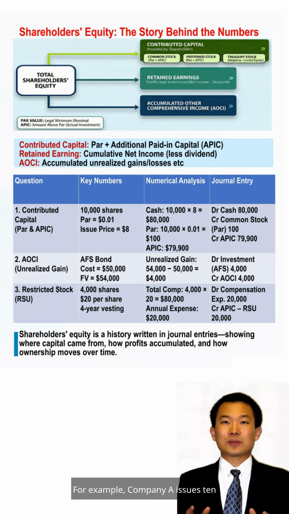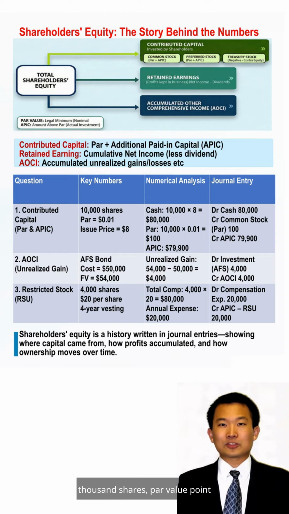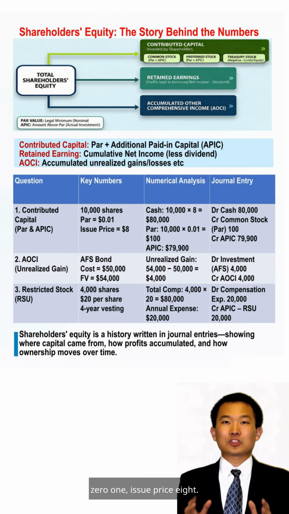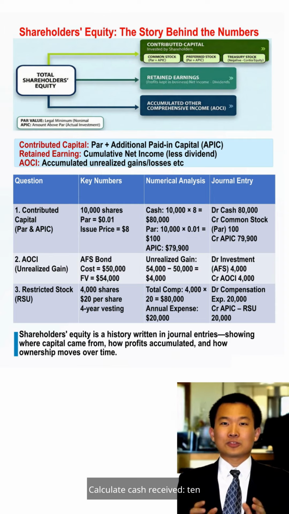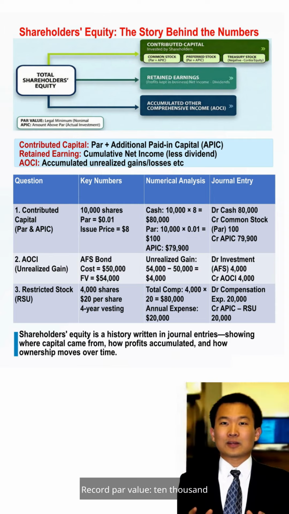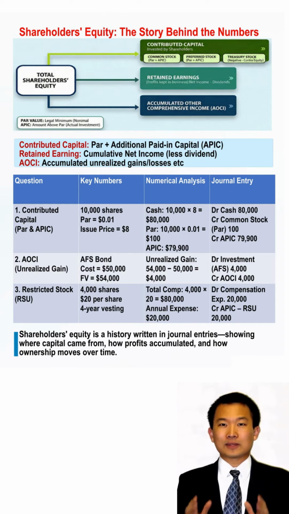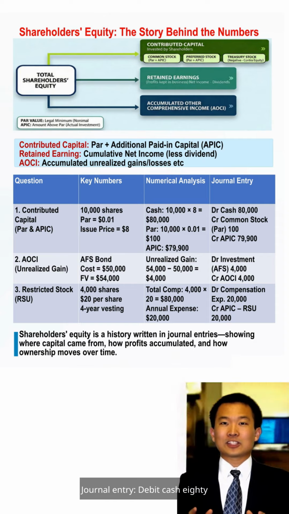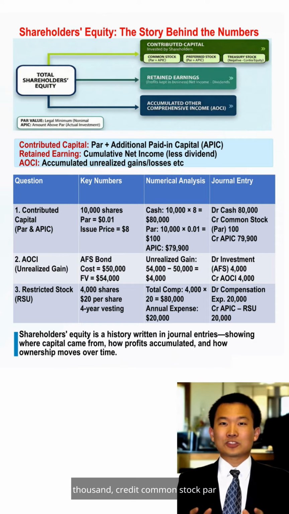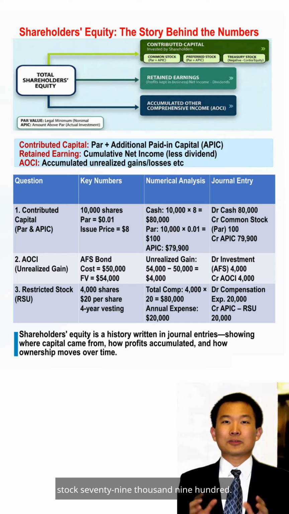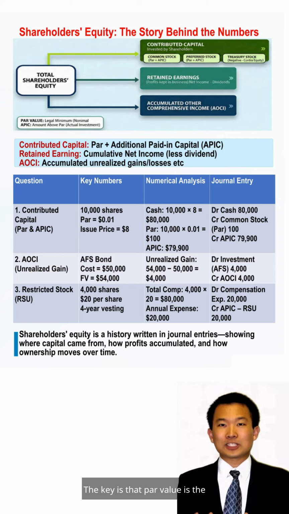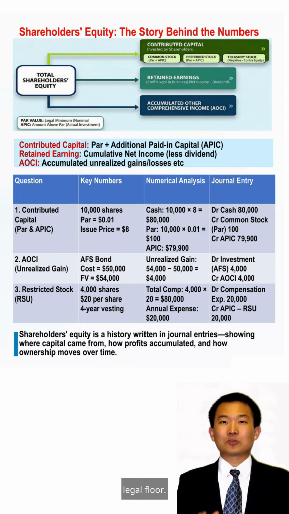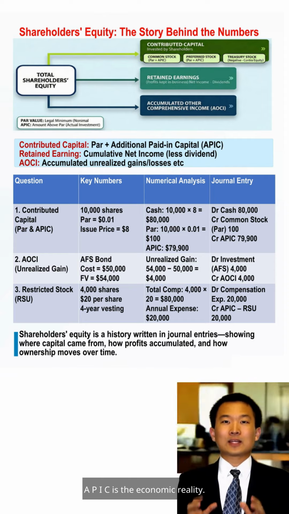For example, Company A issues 10,000 shares, par value 0.01, issue price 8. Calculate cash received. 10,000 times 8 equals 80,000. Record par value 10,000 times 0.01 equals 100. APIC is 79,900. Journal entry: debit cash 80,000, credit common stock par 100, credit APIC common stock 79,900. The key is that par value is the legal floor. APIC is the economic reality.